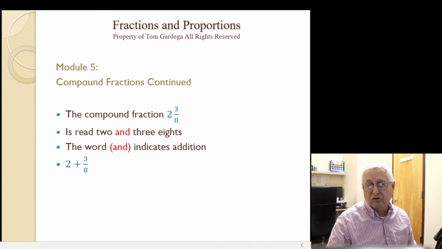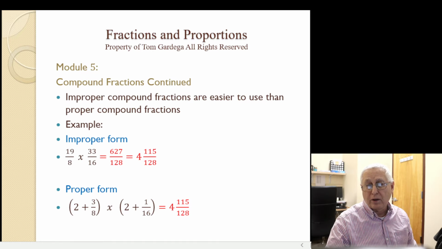The compound fraction 2 and 3/8 is read 2 and 3/8. The word and indicates addition, 2 plus 3/8. Improper compound fractions are easier to use than proper fractions. For example, in improper form, 19/8 times 33/16 would be 19 times 33 equals 627, and 8 times 16 would be 128, and we can turn that into its proper form by making it 4 and 115 over 128.